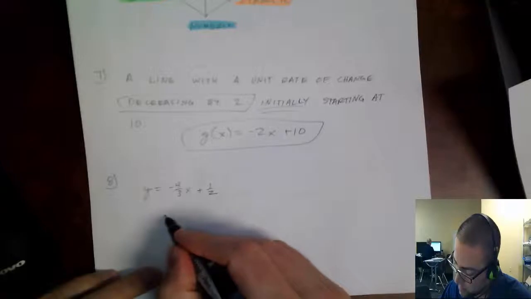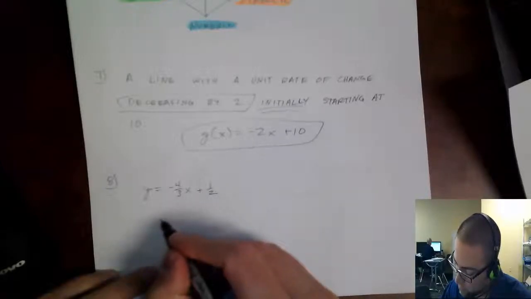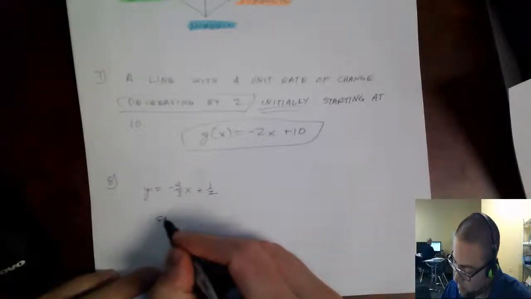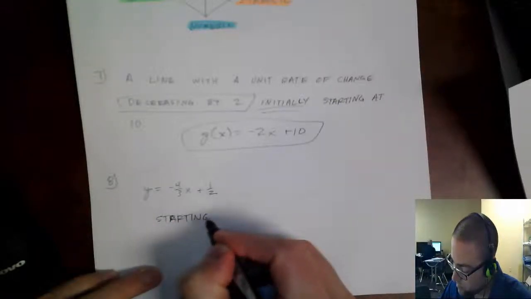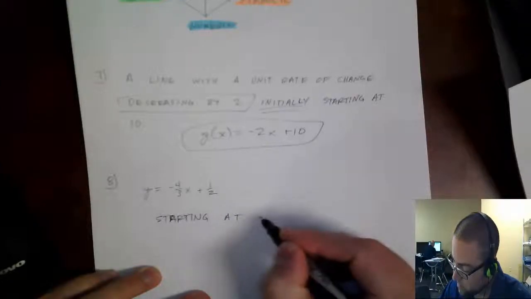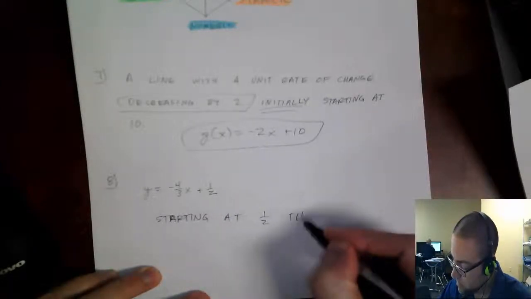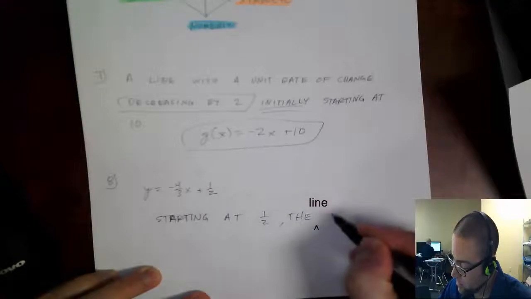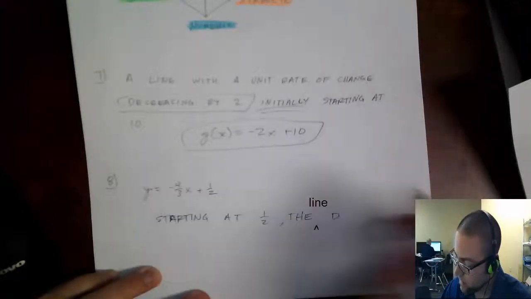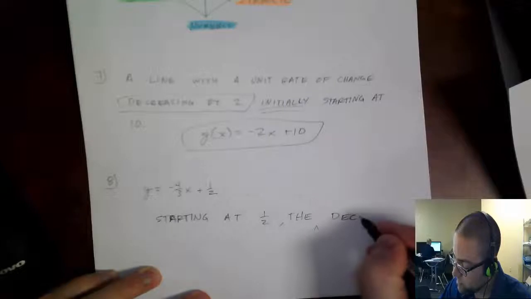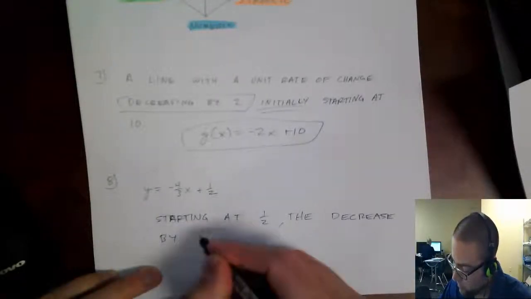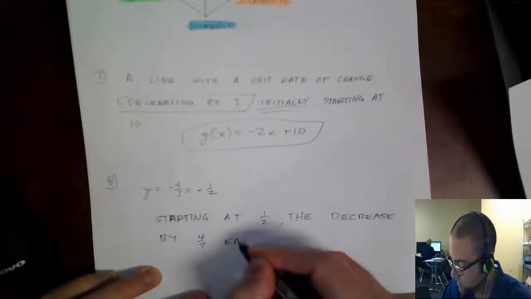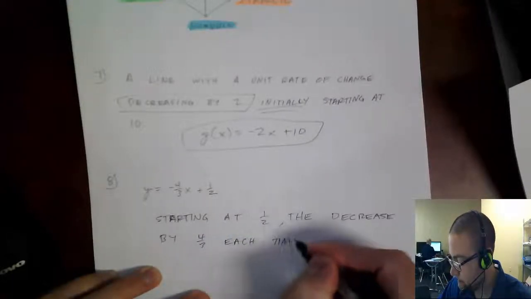Given a symbolic, go to the verbal. So I have a line starting at a half. So starting at 1/2, the line decreases, it's going down, negative 4/3, by 4/3 each time. Okay, that'd be a verbal description.